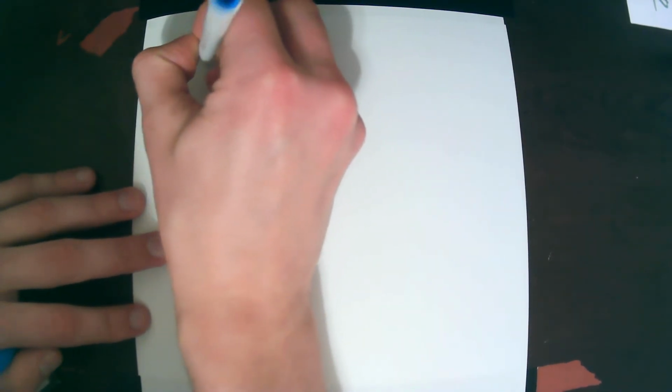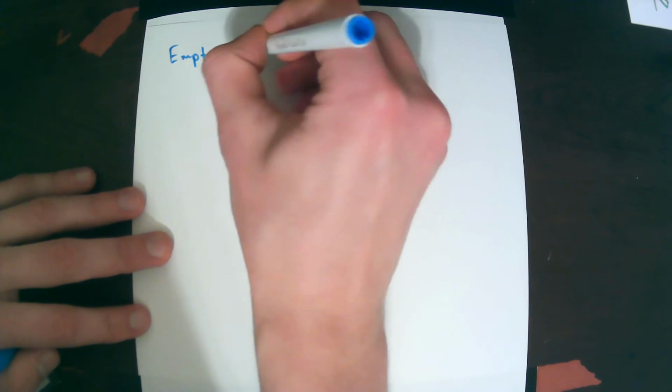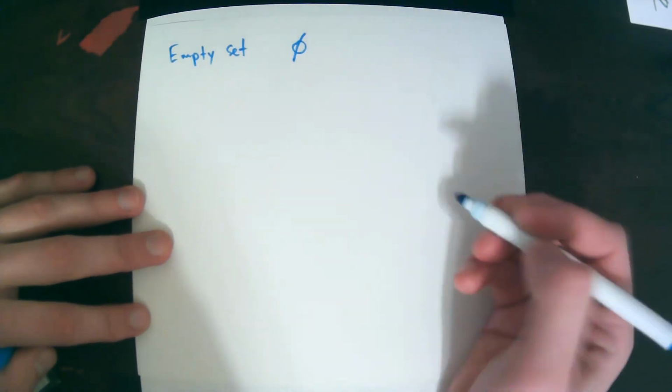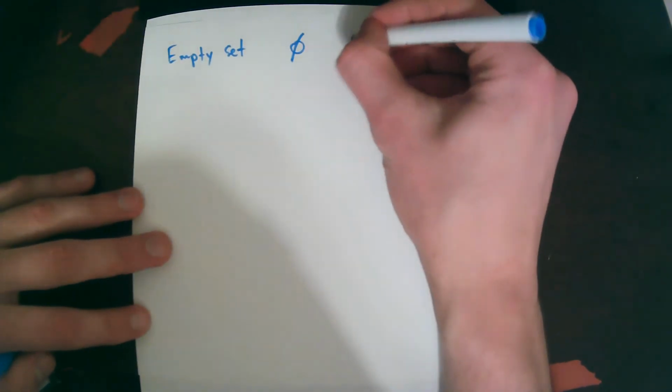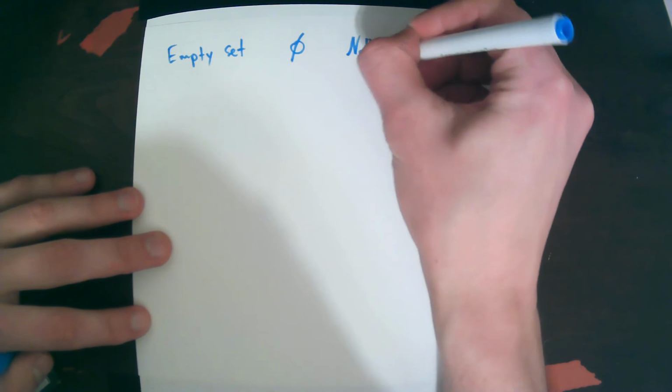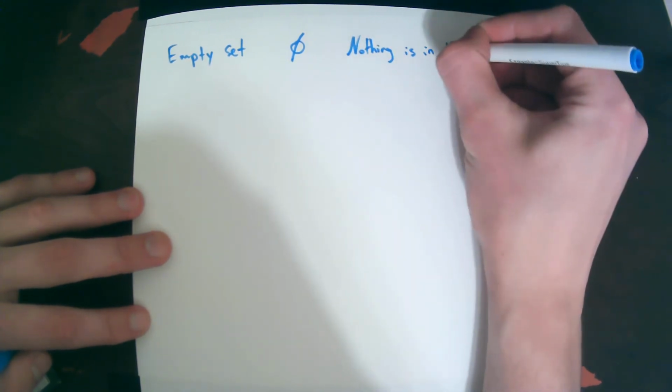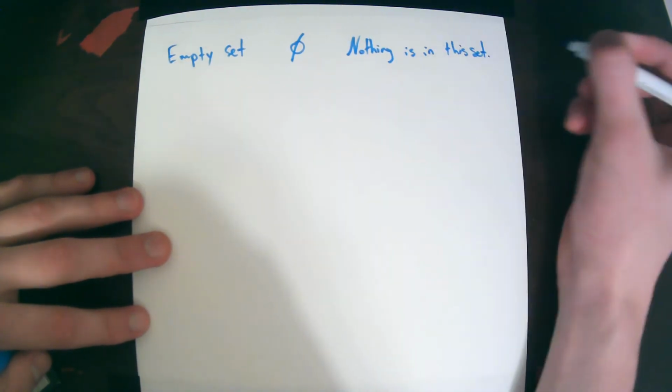We say that if some set, like the set A, is empty, we write A is equal to the empty set. That symbol looks like a 0 with a line through it, like that. It's like slashing, like not even 0 is in this set. Nothing is in this set.